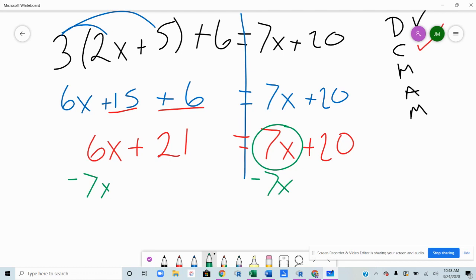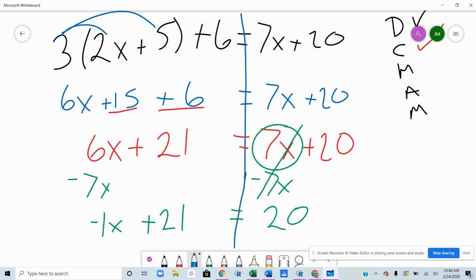So 6x minus 7x gives you negative 1x. Didn't do anything with your 21. Keep your equals. 7 minus 7 is 0. That was the whole point. Leaves you with just 20. So we moved our variable.